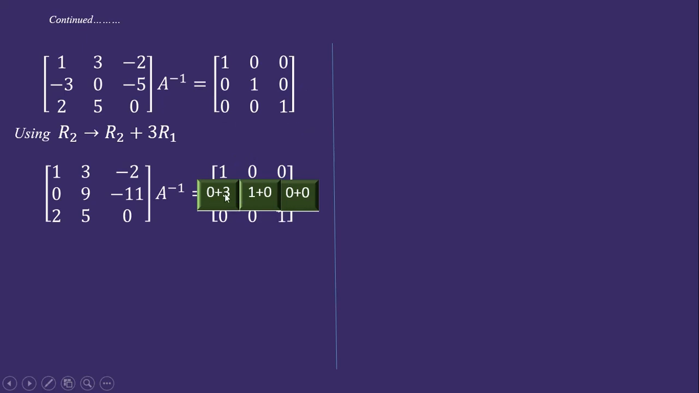Now 0 plus 3, 3; 1 plus 0, 1; 0 plus 0, 0. So here this is 1, and then we adjust this element in the second row, first column, as 0. Now we adjust this element. In place of 2, we now require 0. Again we make use of this element 1. We multiply the first row by 2 and subtract from the third row.